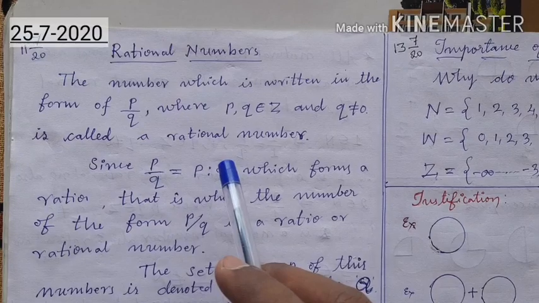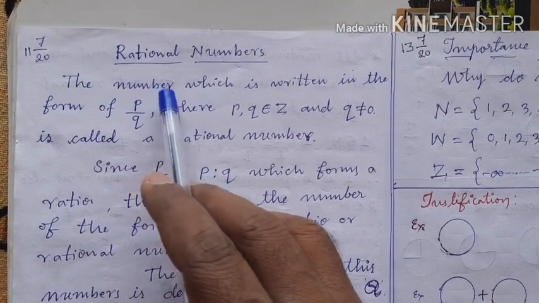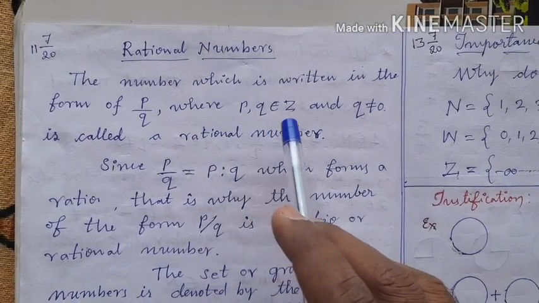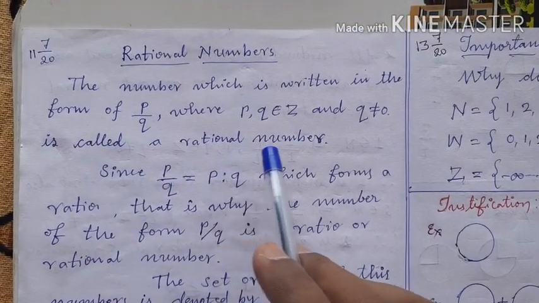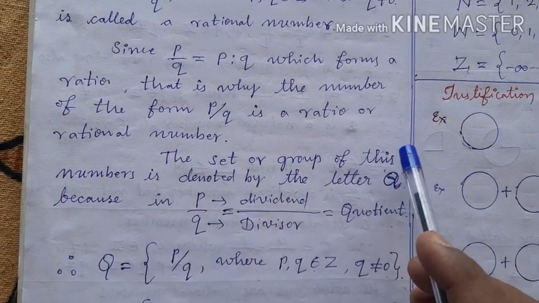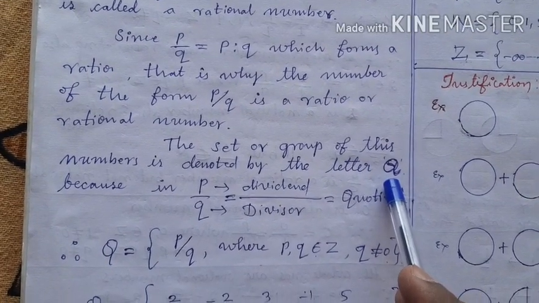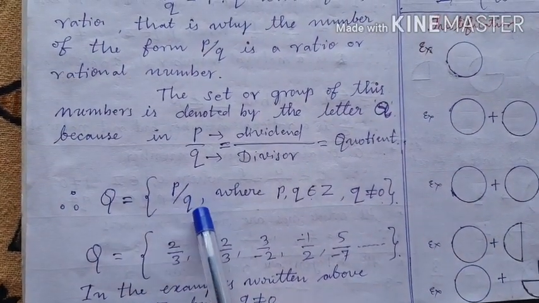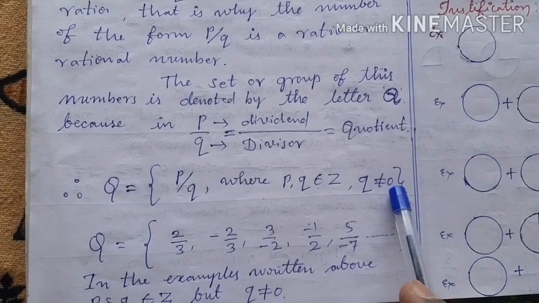Let us recapitulate what are rational numbers. The number which is written in the form of P by Q, where P, Q belong to Z and Q is not equal to 0, is called a rational number. And the set or group of these numbers is denoted by the letter Q. It is represented as Q is equal to P upon Q, where P comma Q belong to Z and Q is not equal to 0.